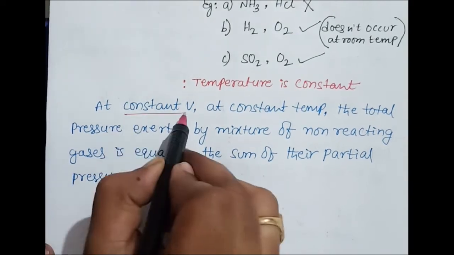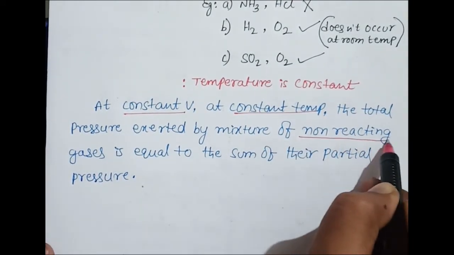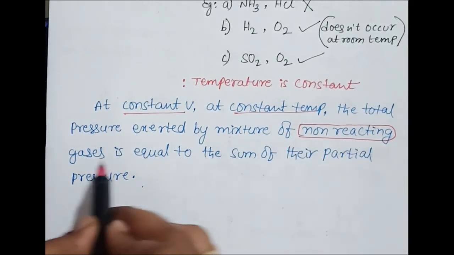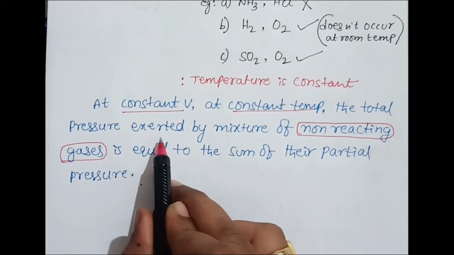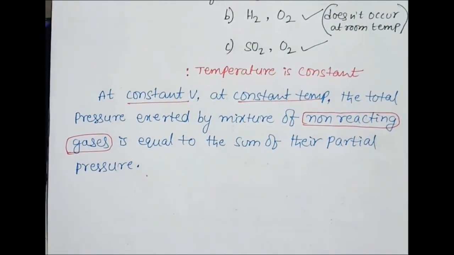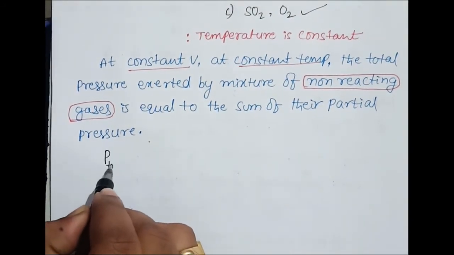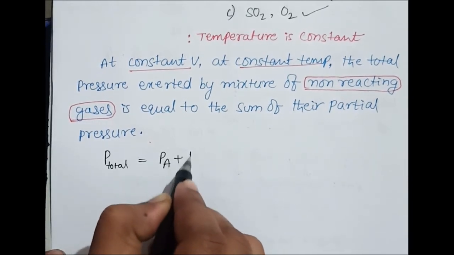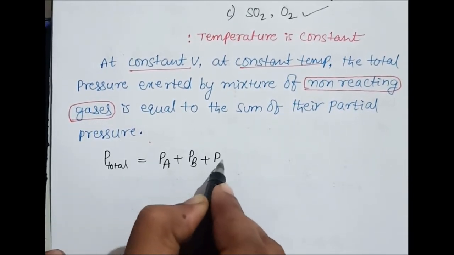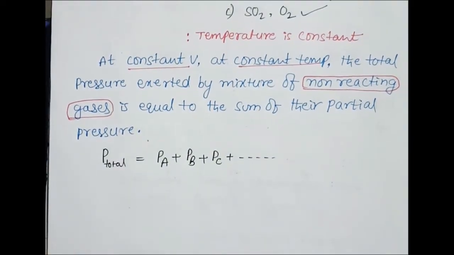So the conditions are constant volume, constant temperature, a mixture of non-reacting gases, then the total pressure is equal to the sum of the partial pressures. So I can say the statement: total pressure, suppose it is P total, is equal to the sum of the partial pressures, that is PA plus PB plus PC and so on. This is Dalton's law statement. Now based on this we can do some derivation.